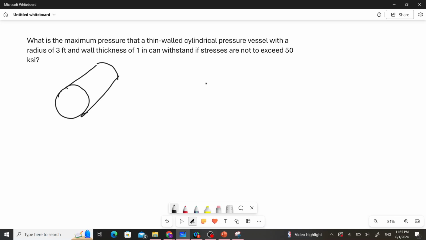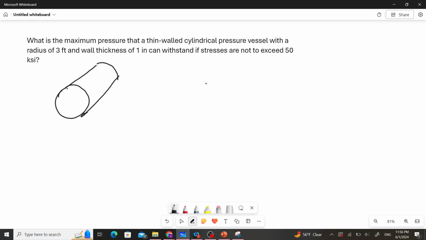So we'll look at stresses in cylindrical pressure vessels in this next example. In this question, we want to know what is the maximum pressure that a thin-walled cylindrical pressure vessel can withstand if that pressure vessel has a radius of 3 feet, a wall thickness of 1 inch, and stresses are not allowed to be above 50 ksi.